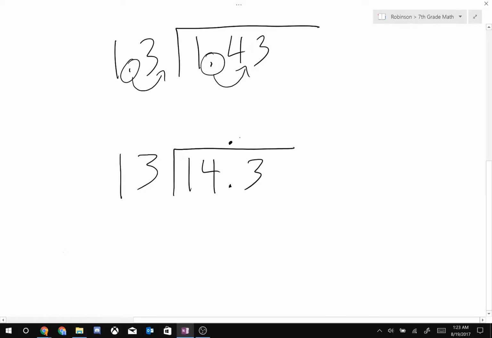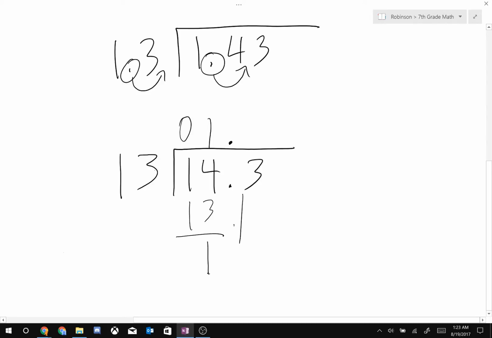After that, we just treat this as a regular division problem. So I'm going to look at 13. Does it go into 1? No, it doesn't. So I'm going to write a 0. Now we'll look at 14. Does 13 fit into 14? Well, yeah, it does. It fits in one time. 13 times 1 is 13, so I'll write my 13 underneath. 14 minus 13 is 1.